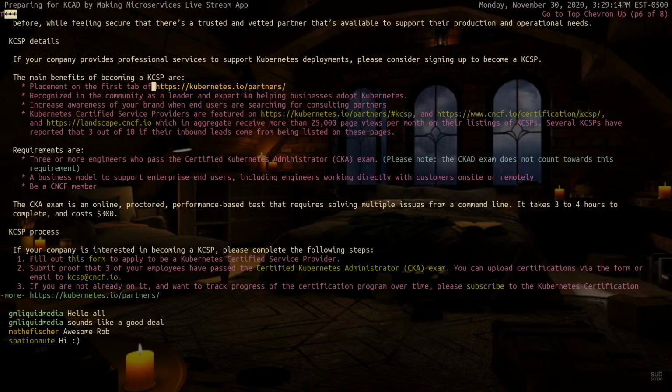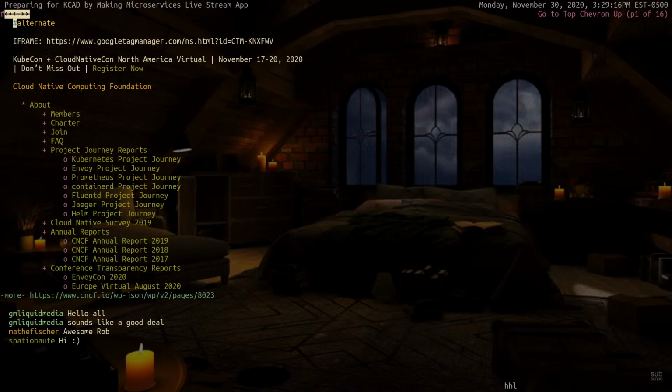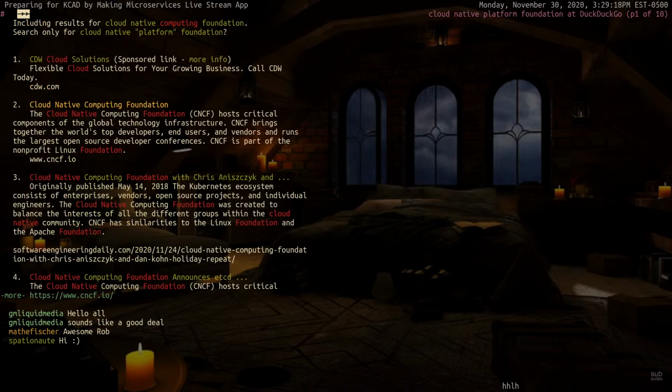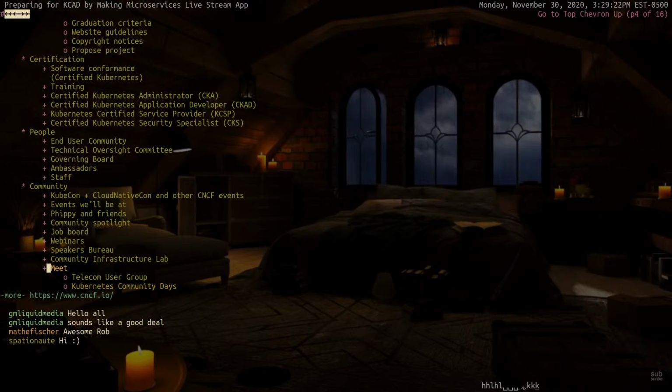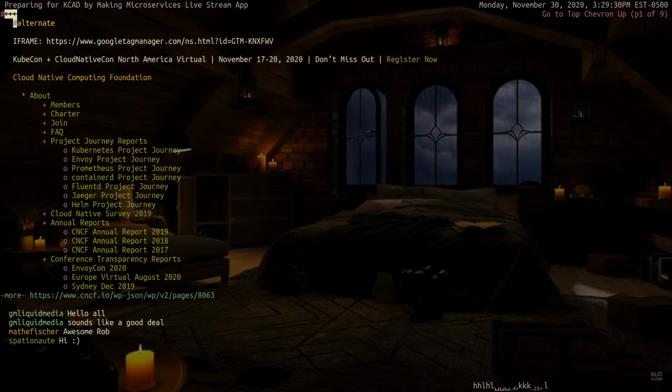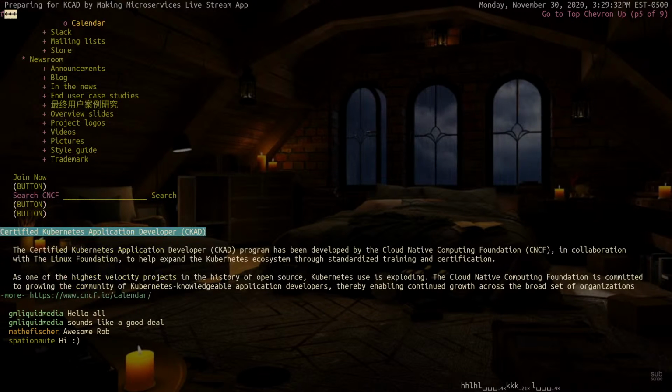So yeah. Did I click on the wrong one? Oh, that was the service provider one. That's right. So let me see if we can find it. There it is. It's called a KCAD. Oh, I think I got the acronym wrong. Anyway, the Certified Kubernetes Application Developer Program has been developed by the Cloud Native Foundation, which is under the Linux Foundation, to help with the Kubernetes ecosystem and standardized training and certification.